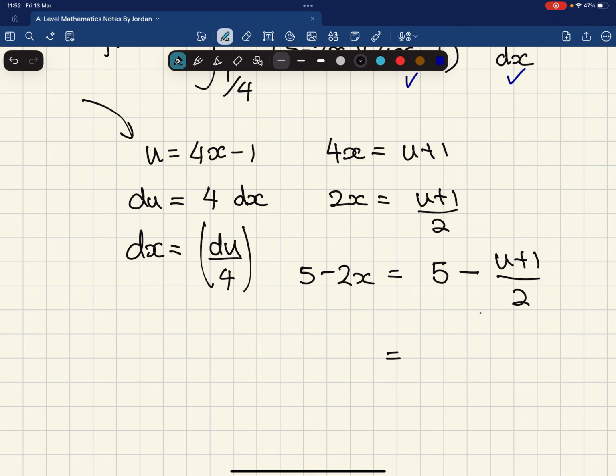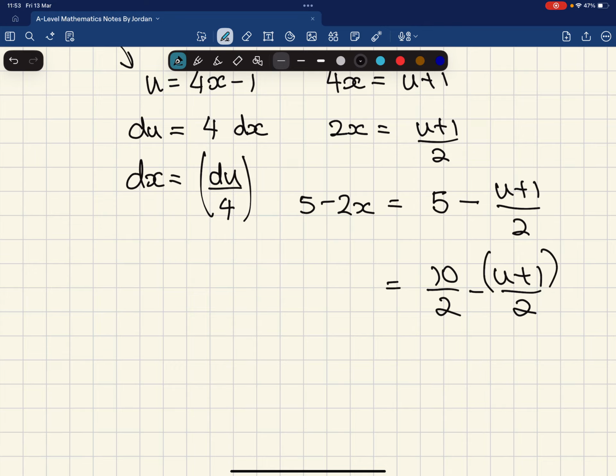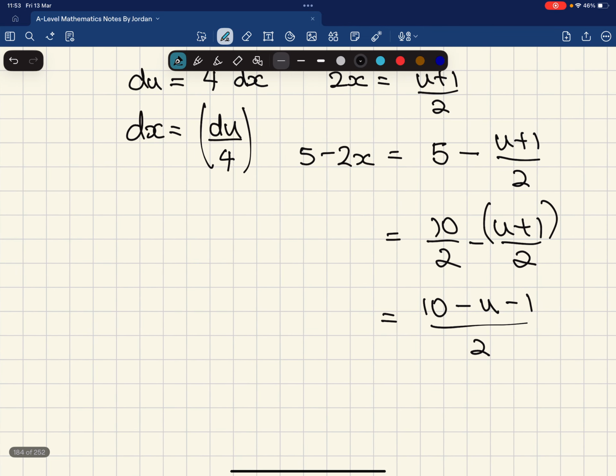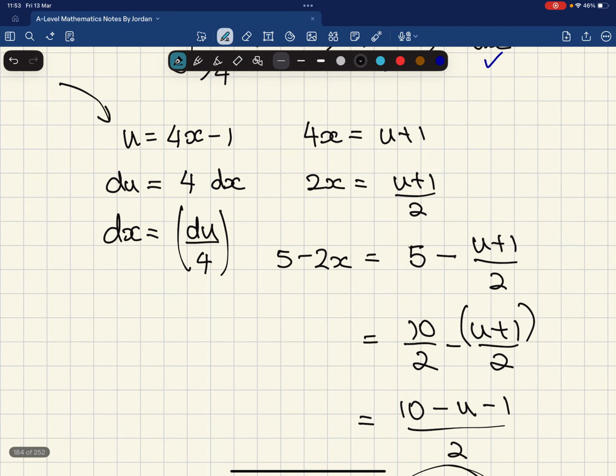Now, I don't like how that looks. I'd rather this be one thing. So let's combine it so it's one fraction. The way we'd do that is write 5 as being 10 over 2. Meaning the same denominator now. I'm actually going to put a bracket there. So that's 10. Take away u and then take away 1 over 2. 10 take away 1 is 9, so this is 9 take away u over 2. So I'm actually going to just write that in place.